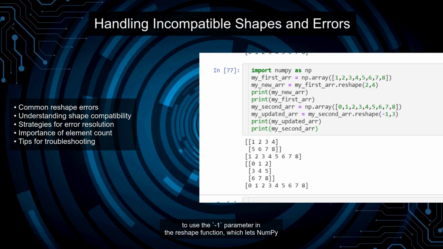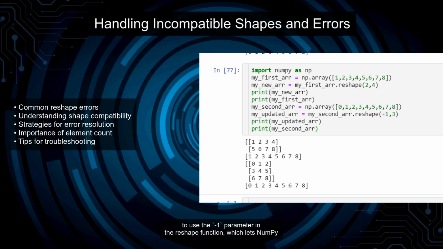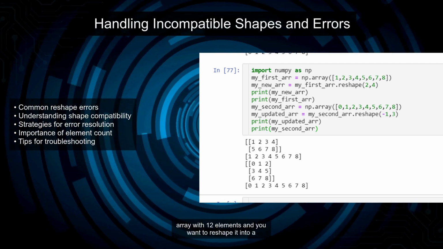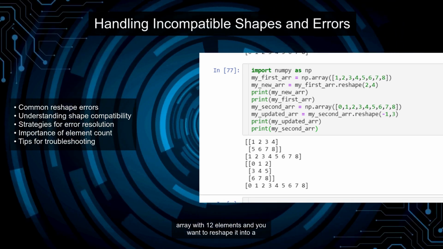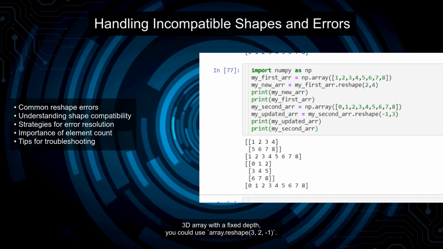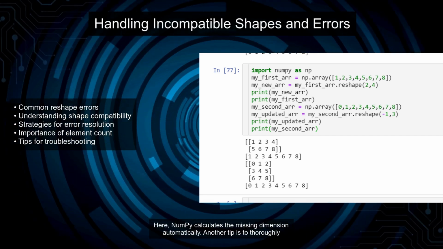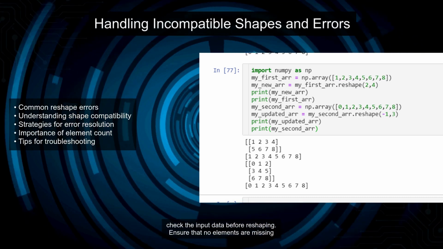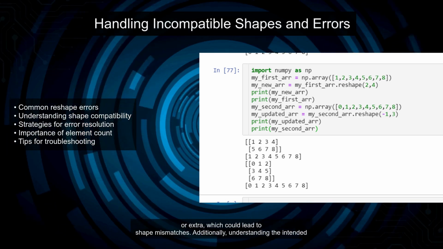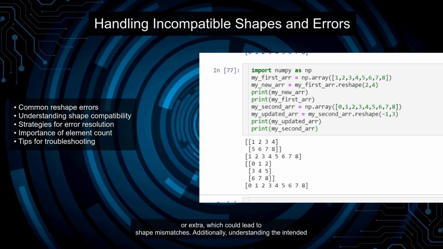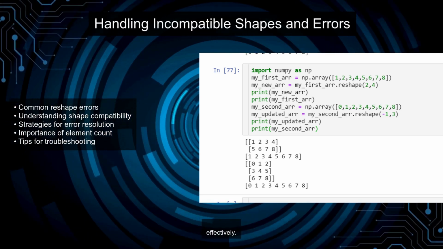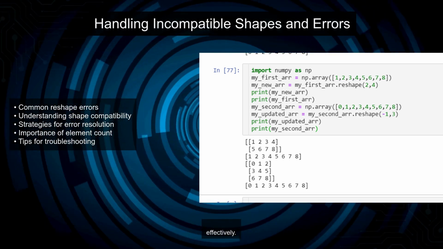One strategy is to use the -1 parameter in the reshape function, which lets NumPy infer the appropriate dimension size. For instance, if you have a 1D array with 12 elements and you want to reshape it into a 3D array with a fixed depth, you could use array.reshape(3, 2, -1). Here, NumPy calculates the missing dimension automatically. Another tip is to thoroughly check the input data before reshaping. Ensure that no elements are missing or extra, which could lead to shape mismatches. Additionally, understanding the intended structure of your data can help in troubleshooting and resolving shape errors effectively.